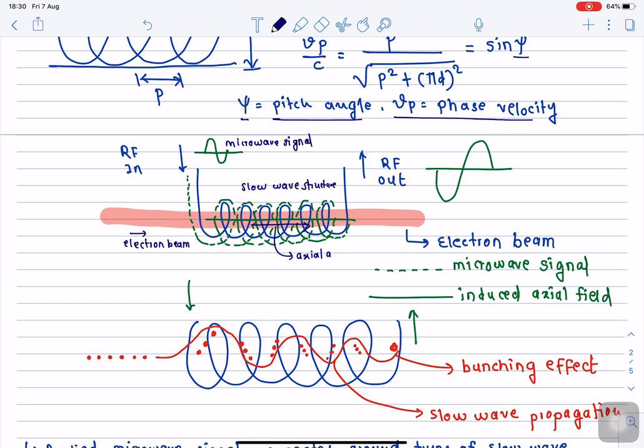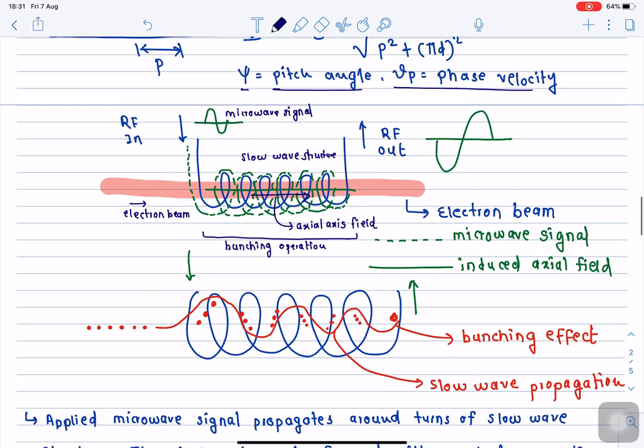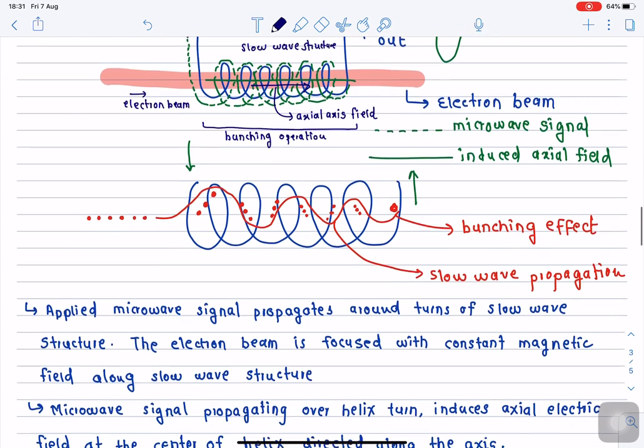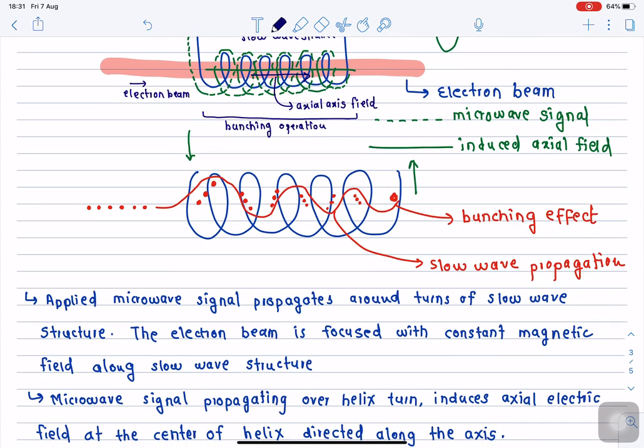Now this axial electric field, which is developed because of the traveling of the microwave signal, will start interacting with this electron beam. Over the entire length of the slow wave structure, bunching operation of the electrons will take place. This is what is shown in the diagram below, with the microwave signal and induced axial electric field shown in green. How the bunching of electrons takes place is shown in more detail here.